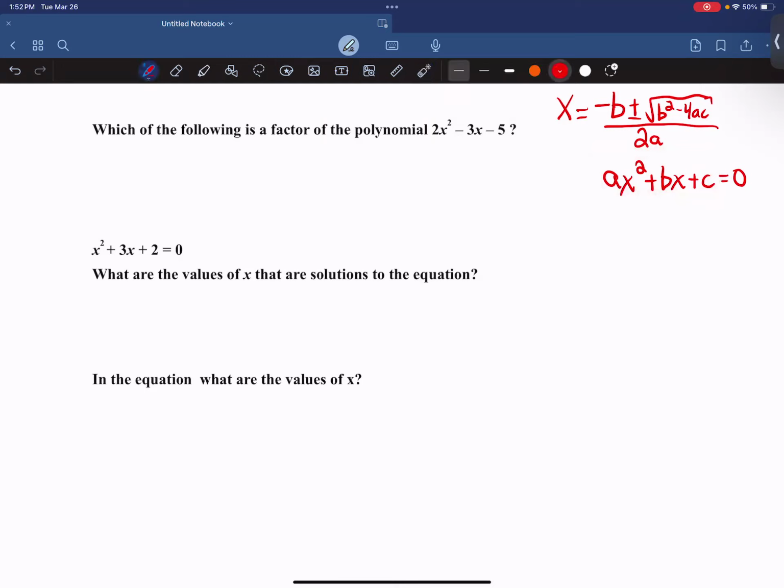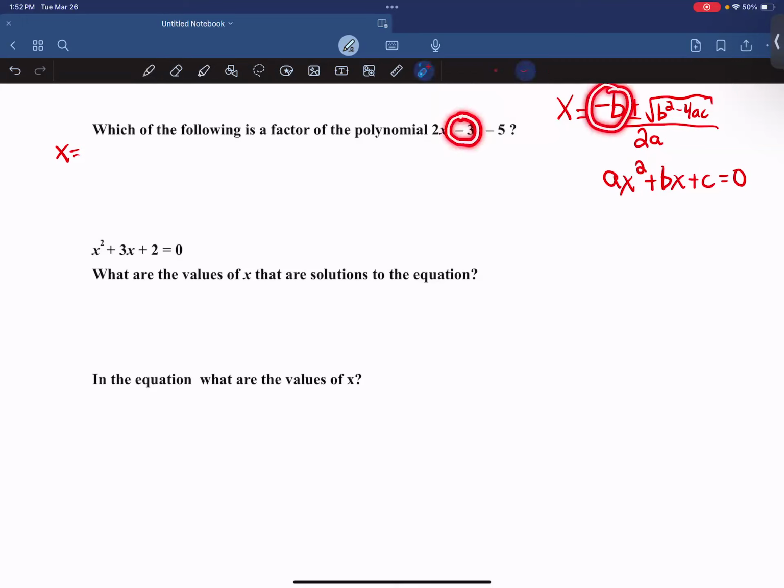So let's look at this first one, okay? We have, using the quadratic formula, we need to find our roots or our factors, right? And it says which of the following because this would be a multiple choice question. But we have negative b first. Well, if it's negative b, this is already a negative 3.